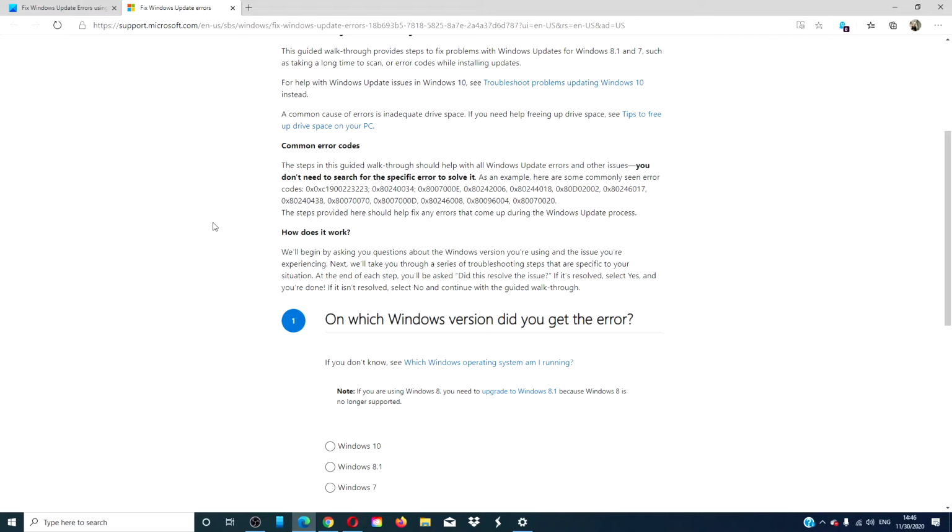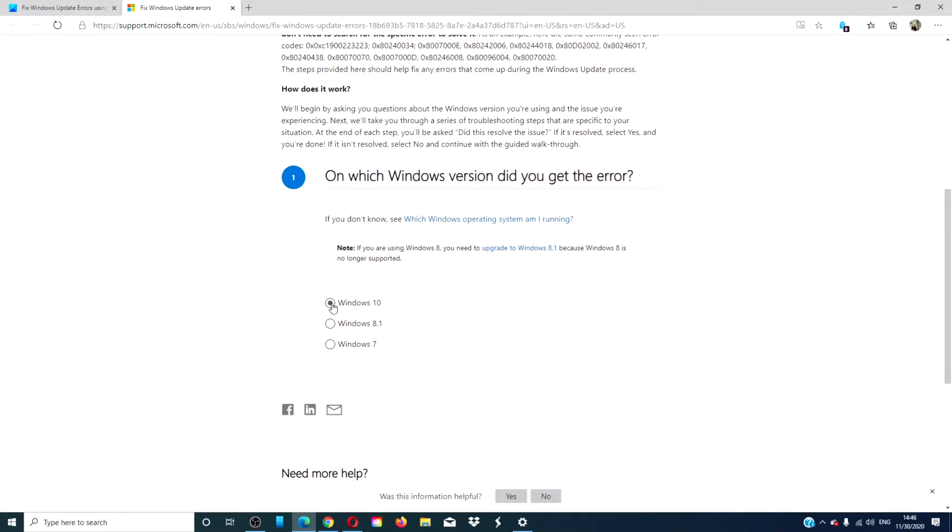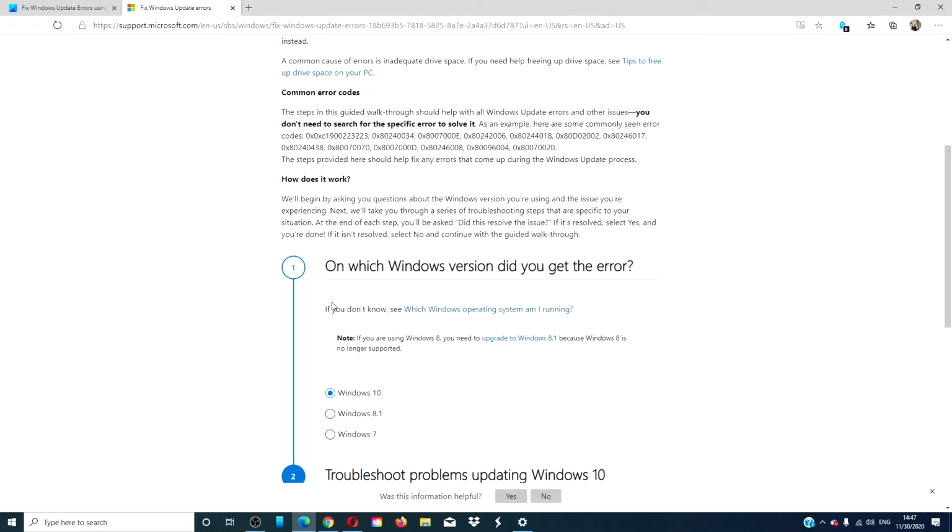You will be first asked to identify your operating system. After that, you will be walked through several steps to take, like running a DISM and SFC, running the Update troubleshooter. The online troubleshooter will help you isolate the problem.